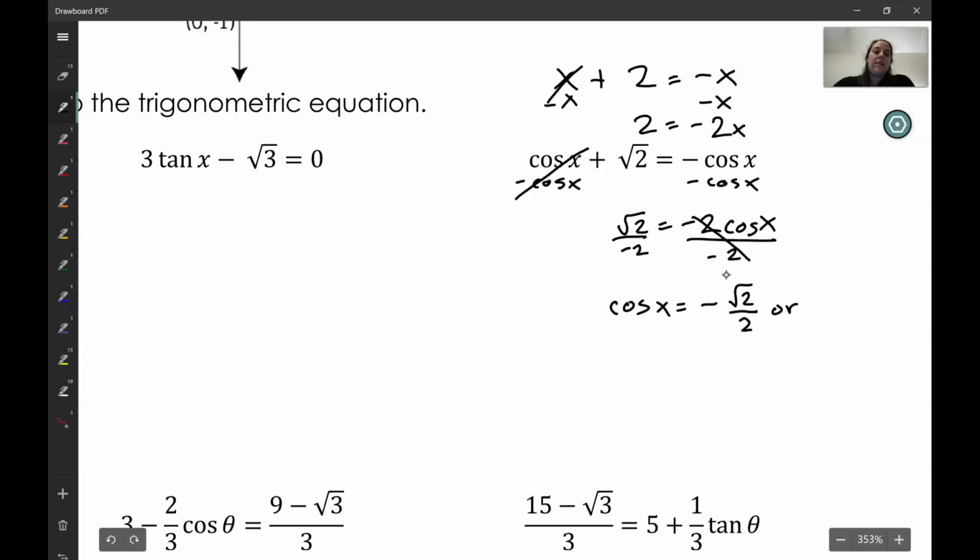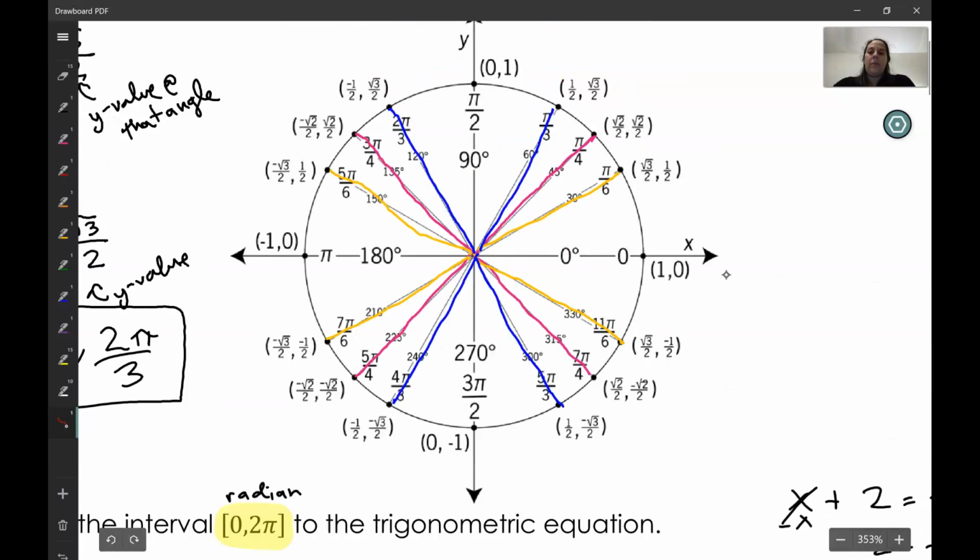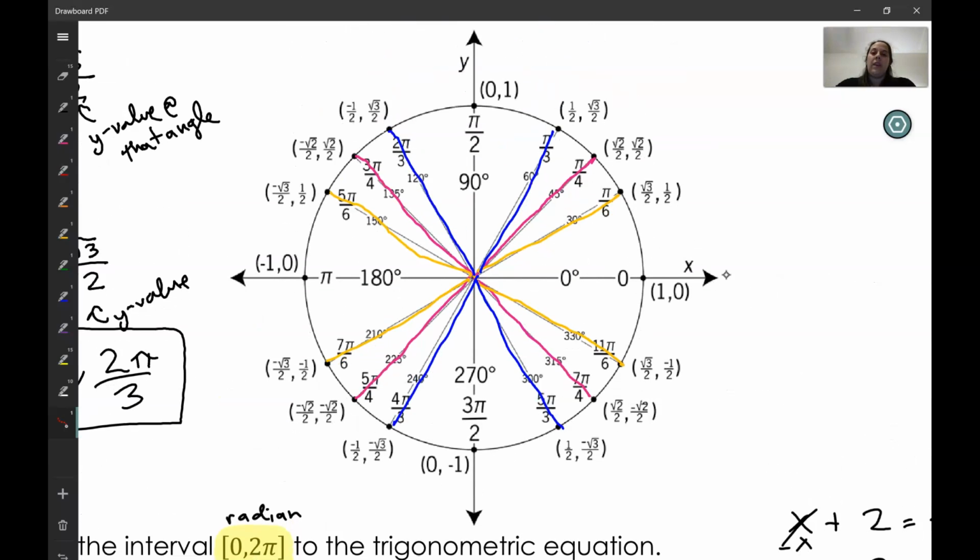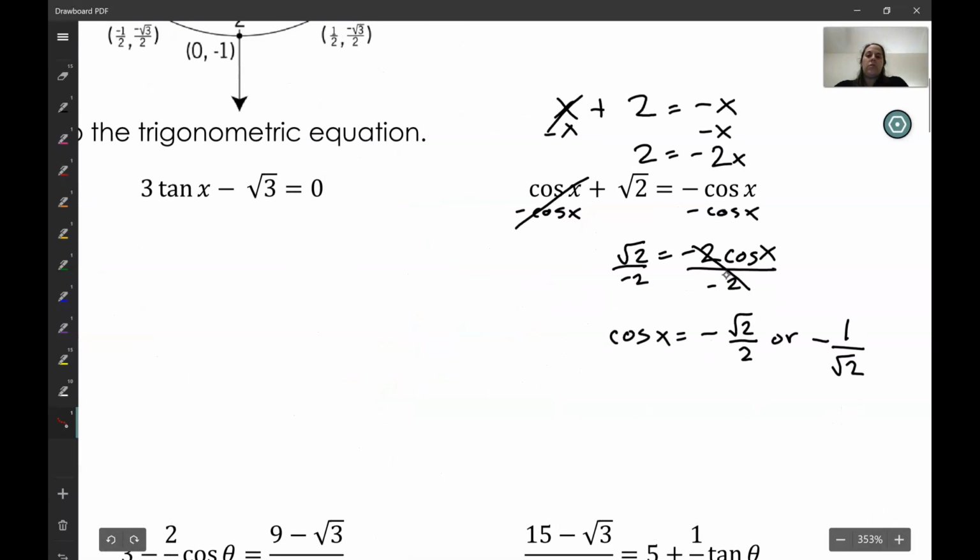And remember from the last lesson that we learned that negative root 2 over 2 is the same thing as negative 1 over root 2. Those are the same thing. So we are looking for an angle that has an x value of negative root 2 over 2 or negative 1 over root 2. Same thing. So I come up here, I need x values of negative root 2 over 2. So it looks like right there and right there. So I look at the angle, 3 pi fourths and 5 pi fourths. So those are going to be my answer.